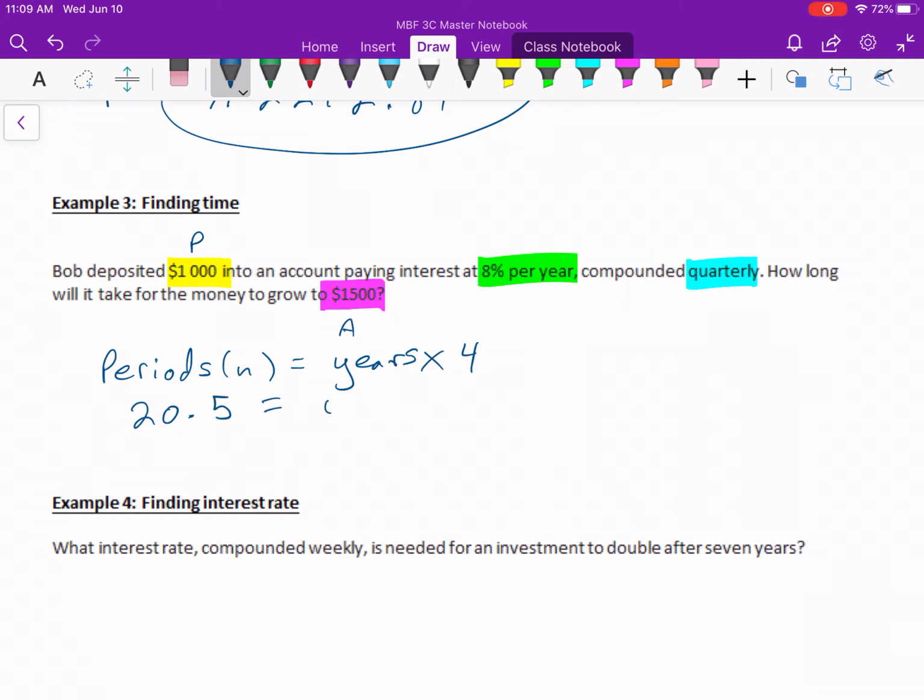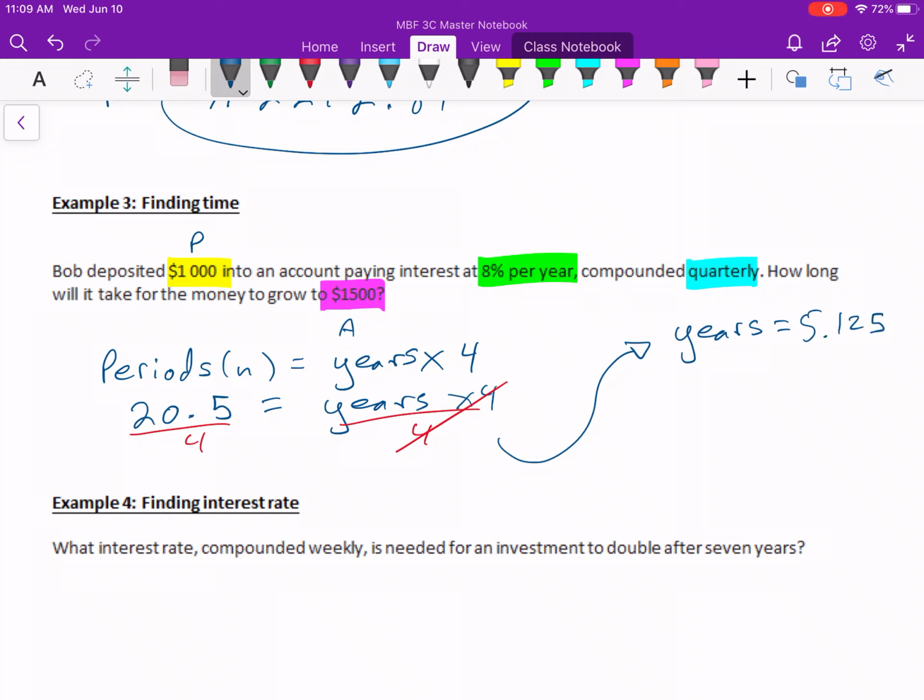So that can go in here. 20.5 equals years times 4. So if I want to isolate the number of years, I could divide each side by 4, right? If I divide this by 4, then I'm just left with years on the right side, and whatever 20.5 divided by 4 is the amount of time. And that would be 5.125, or we could call that 5 1/8 years. So 5 years and 1.5 months. Anyway.